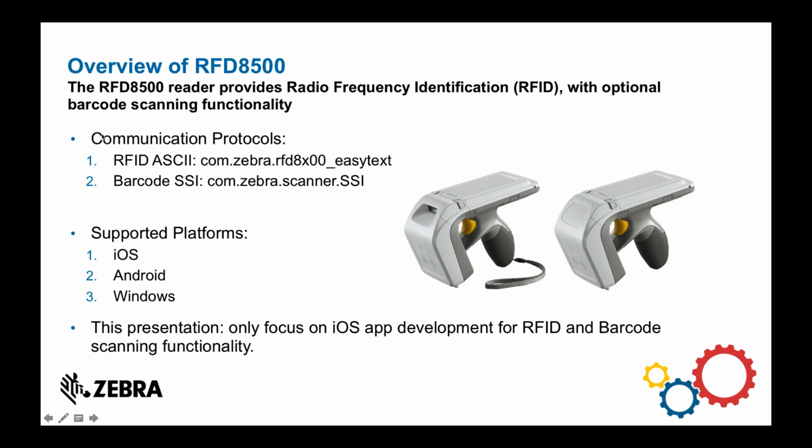Okay, so let's review the communication protocol. For RFID, we use the RFID ASCII text protocol. For the barcode scanner, we use the simple serial interface hex string protocols. And the supported platforms are popular platforms. For example, we support iOS, Android, and Windows. This presentation only focuses on iOS app development.